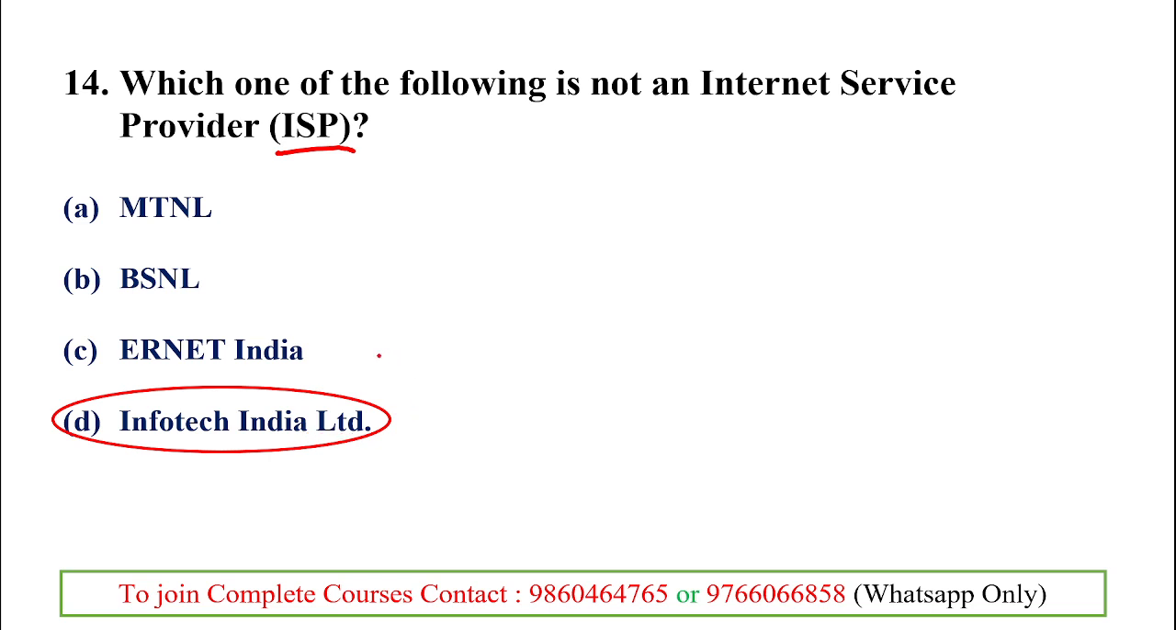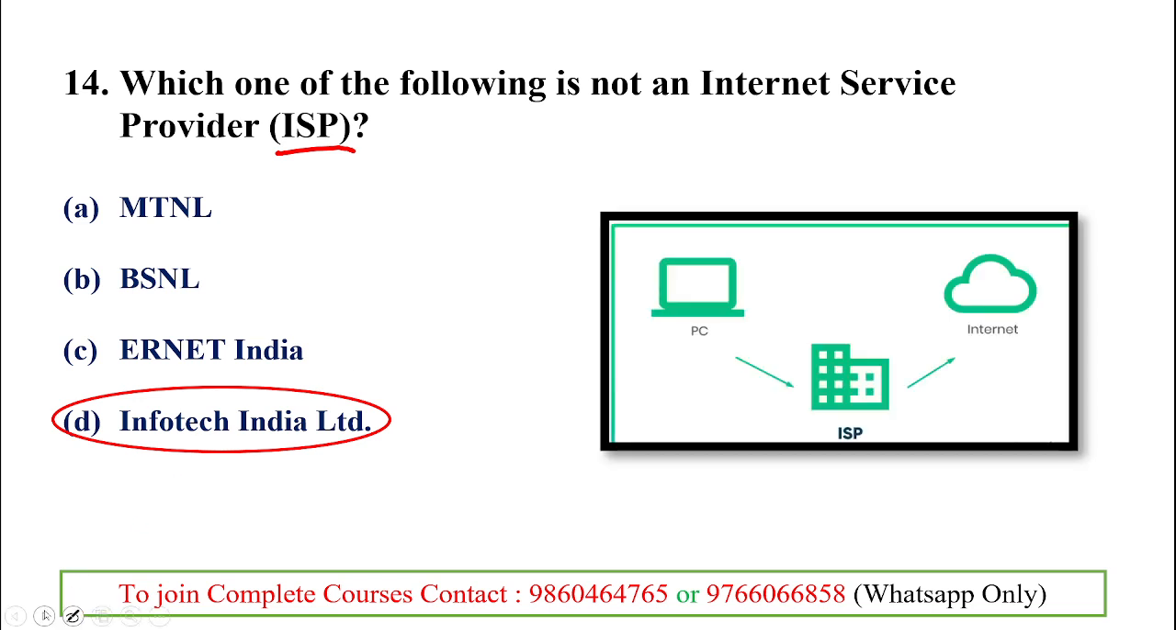Clear? Then the next question. Here you can see the ISP is a separate entity, a company, and the individual PC is connected to the ISP. The information or requests are sent to the internet, then the internet sends back the result, and again the ISP sends it to the PC. So that's why the ISP acts as a middleman between the PC and the internet, and that's a separate company that provides individuals and organizations access to the internet.